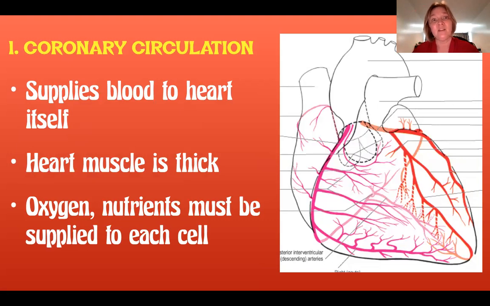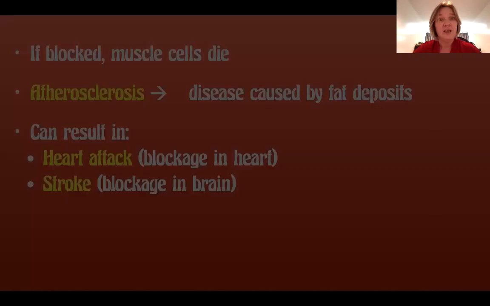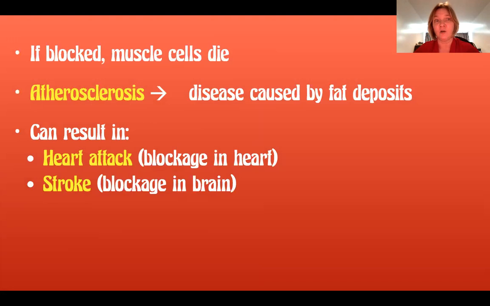Coronary means heart. So this is how the heart supplies blood to itself. The heart muscle is very thick, obviously, because it is the only muscle that works from before you're born until the day that you die. So oxygen and nutrients must be supplied to each cell at all times. If there's any blockage in the coronary arteries, the cells can die.